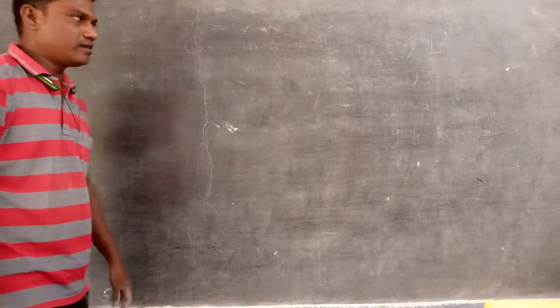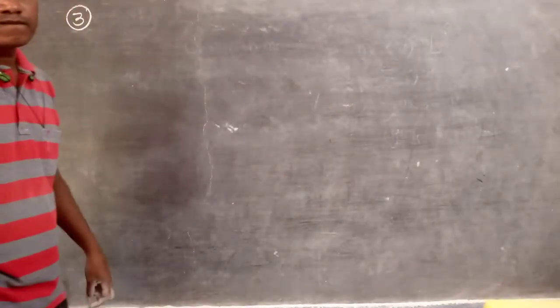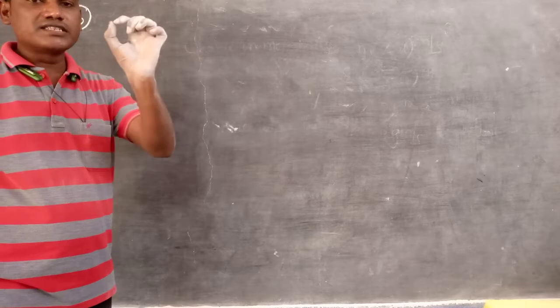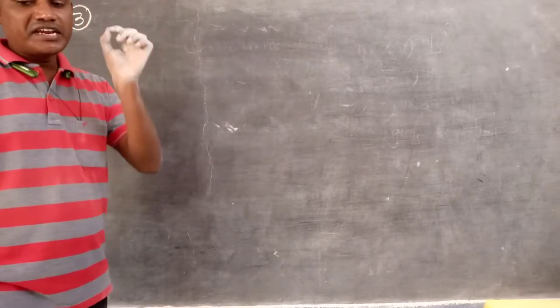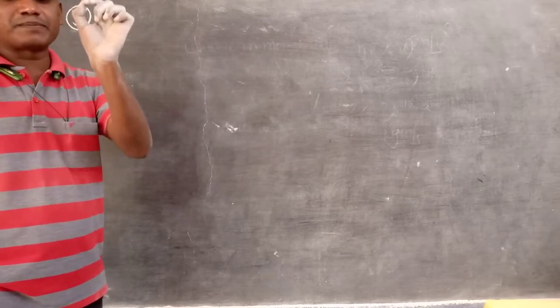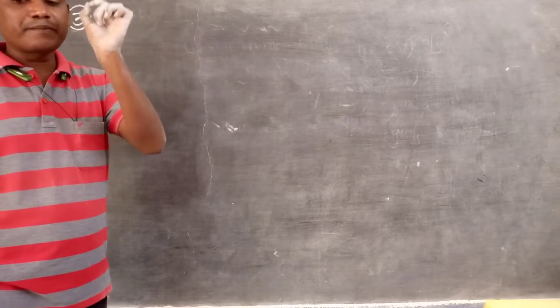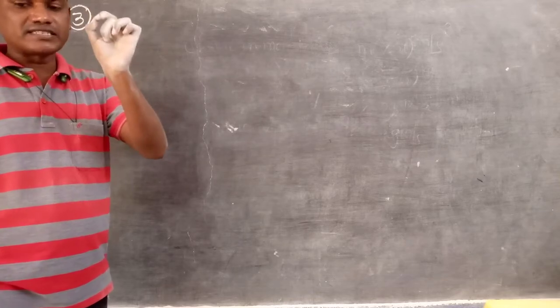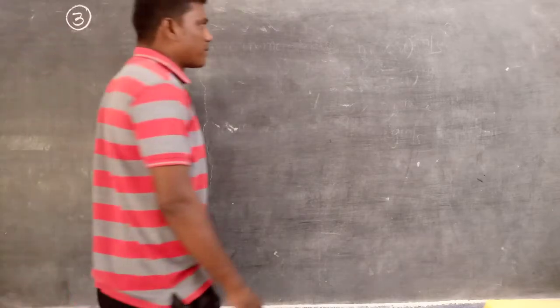And one more numerical, the third one. A body of mass 20 kilograms. Sorry, 500 grams, hits the wall with a velocity of 20 meters per second and rebounds along its same path with the same velocity. Then find the magnitude of change in momentum.